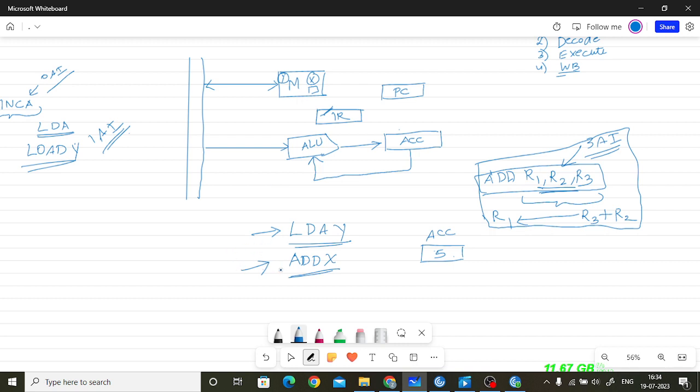Okay, so what you have noticed here, that if we reduce the number of registers in our CPU, the steps which are required to execute some big instruction like 3 address instruction will increase. If we reduce the number of registers in a CPU, then the steps to execute a particular instruction will increase. Okay, so here we have seen a single accumulator organization.